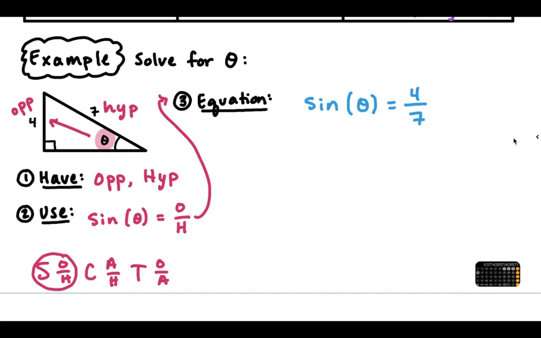Okay, we're now trying to solve this equation for theta. We need to get theta by itself. That means we need to get rid of this sine. We have to cancel that out. So this is where the inverse comes in, because inverse sine is what cancels sine. So we're going to make a note to ourselves that we're going to cancel this using the inverse.